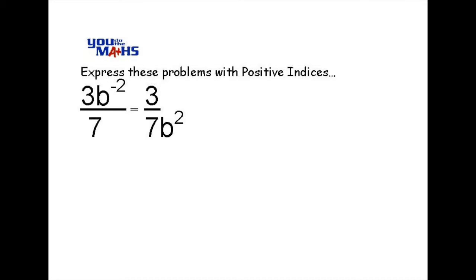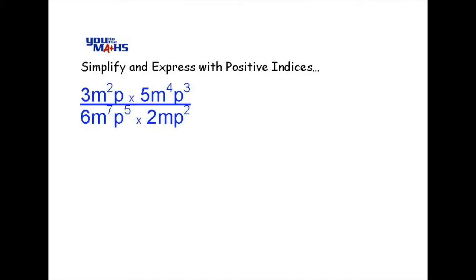Here's a longer example, and what we need to do here is work through each line of the fraction separately. So it might be wise to pause to see if you agree with the first step. When we multiply through the top line, we get 15, and because we've got common bases, we add the indices for the m and the p. Likewise in the bottom line, 6 2s are 12, and then we add the indices for the m and for the p. So here's our result. 3 5s are 15, we add the indices, so we get m to the 6, p to the 4, and on the bottom line 12 and m to the 8, p to the 7.